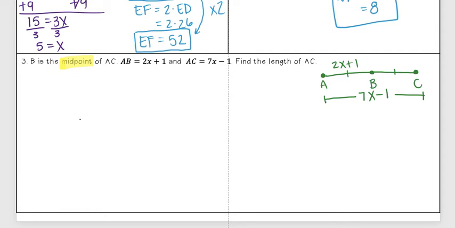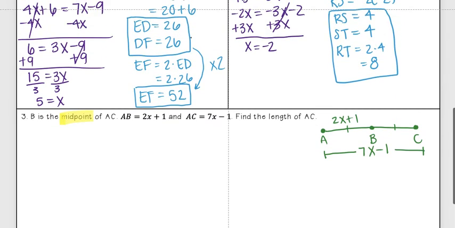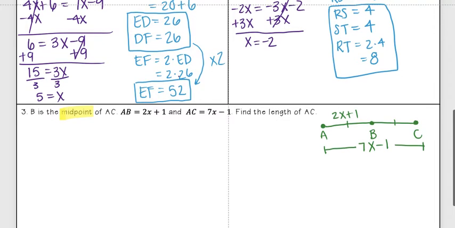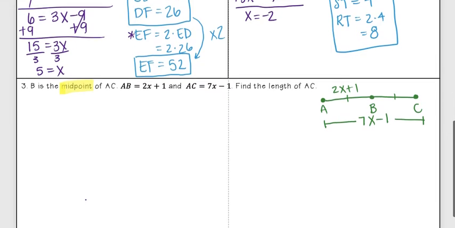So when that happens, I need to think about how AB is related to AC. And so if we look at these problems above, like ED and EF, they were related by that EF was twice as much as ED. And so we have this equation right there. And so that's the equation we're going to come up with this time. So I know AC is equal to double of AB.